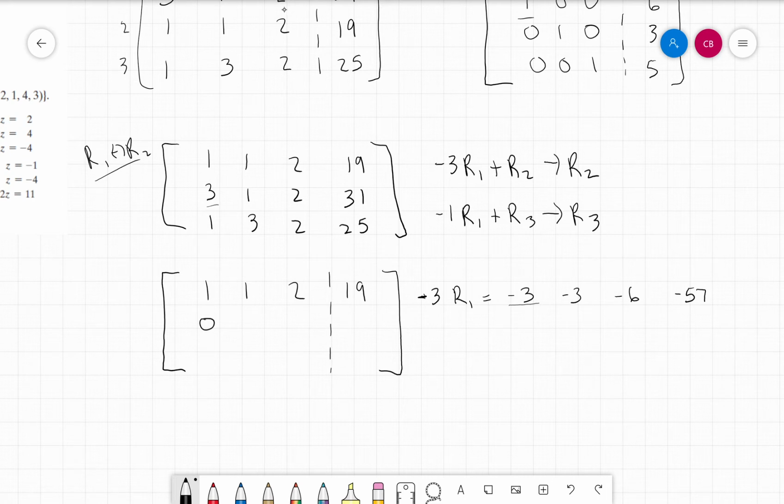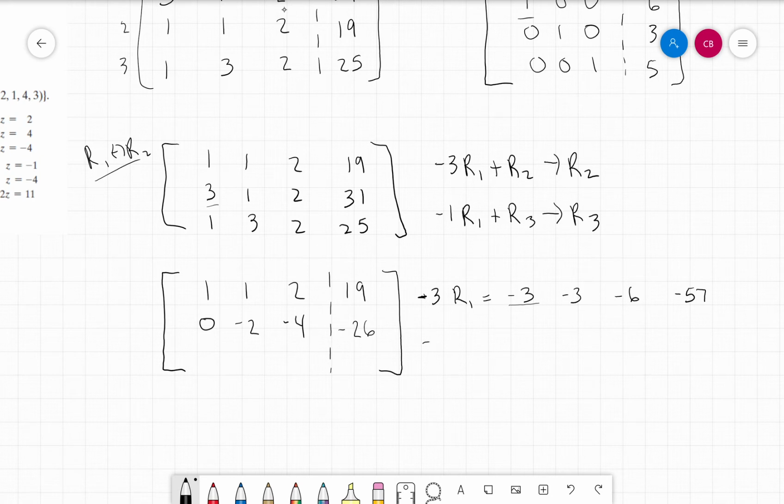You want to get zeros underneath the 1 in the first column. We have -3 plus 1, that's -2. -6 plus 2 is -4. And -57 plus 31 is -26. I want to make sure I get this right for you. Okay, so that one is taken care of.